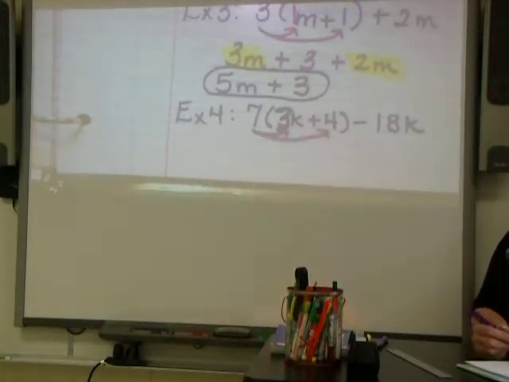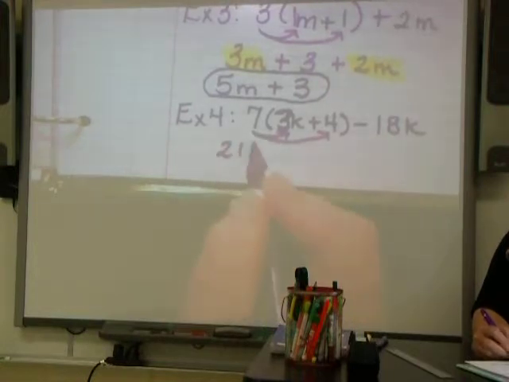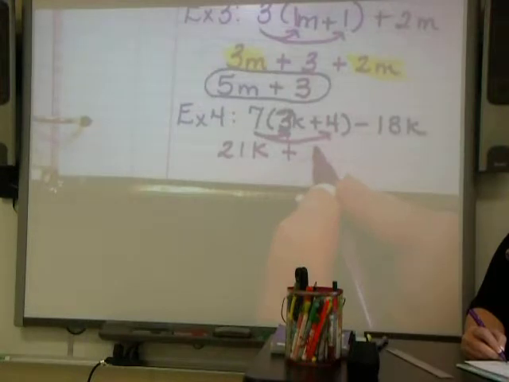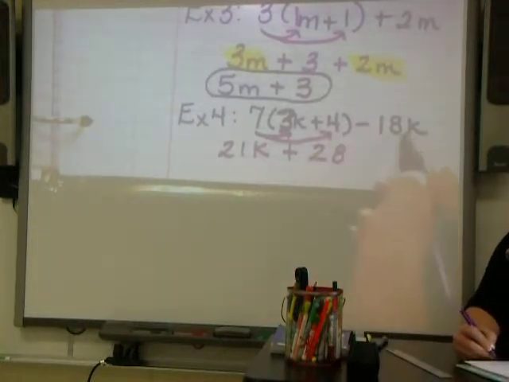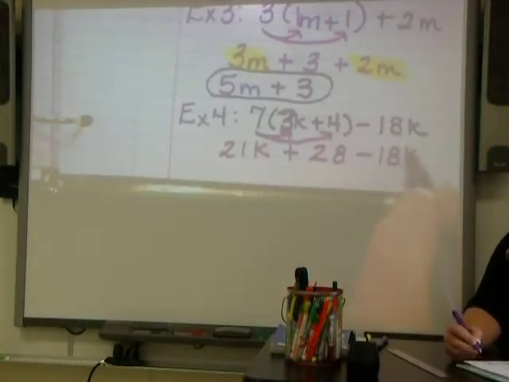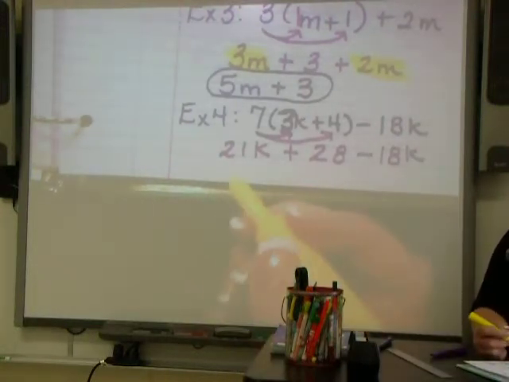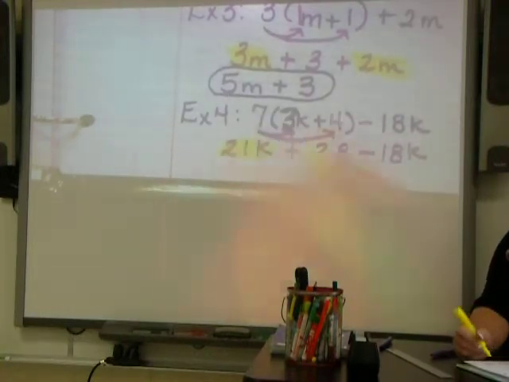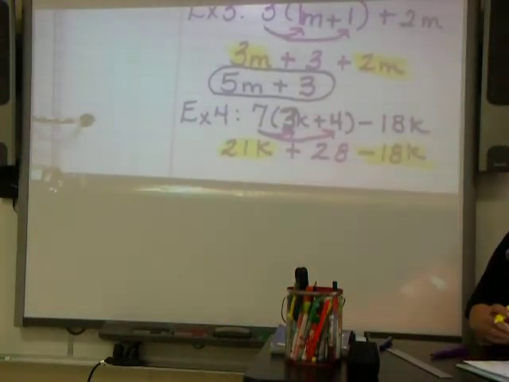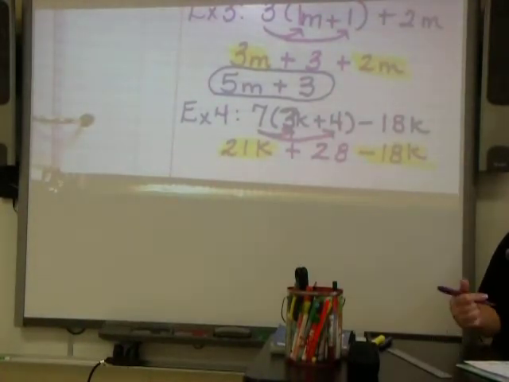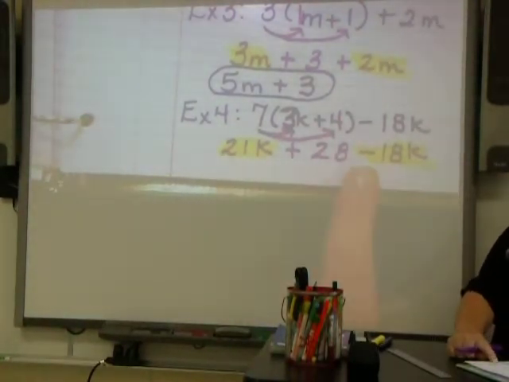7 times 3 is 21K. I drop the addition sign. 7 times 4 is 28. And then I copy the rest. Subtract 18K. Once you do that, you should identify or notice that you have 21K and 18K. They are like terms, so we have to put those together. We have to combine them. Again, that sign in front of it is important because that tells you how you're going to combine them.